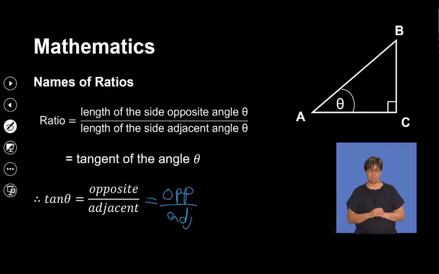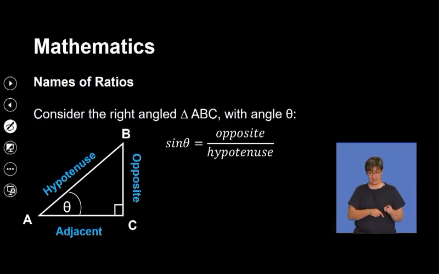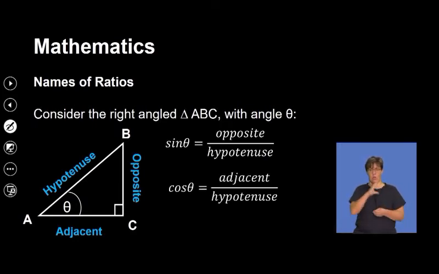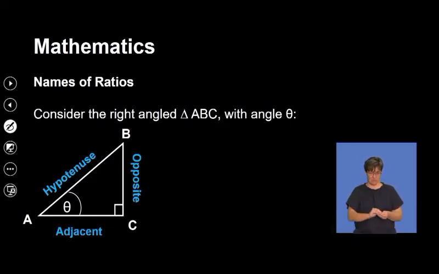ratios. Now, consider the right angle with angle theta. My sine of theta will be opposite over hypotenuse, that's my summary. My cos of theta will be adjacent over hypotenuse. My tangent of theta will be opposite over adjacent. So that's just a quick summary of what we've spoken about.